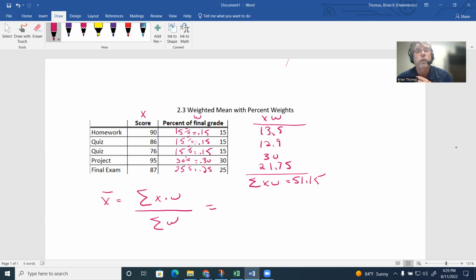So it's like 1, 2, 3, 4, 5 entries. 1, 2, 3. I'm missing an entry. Looks like I'm missing something here, so I need to redo this. I've got 5 entries over here, and I've only got 4 answers. So let me clean that up a little bit.